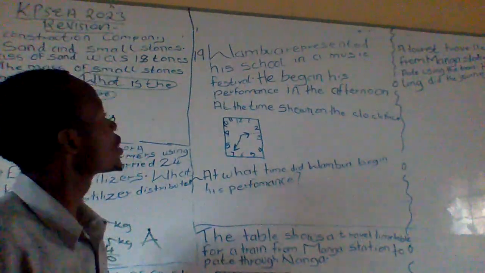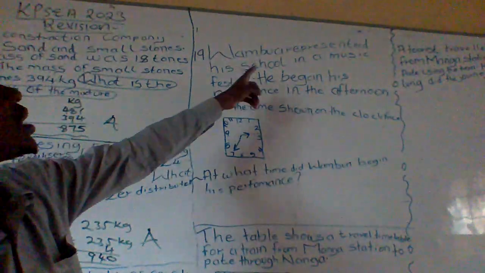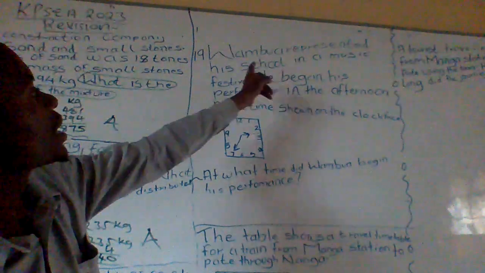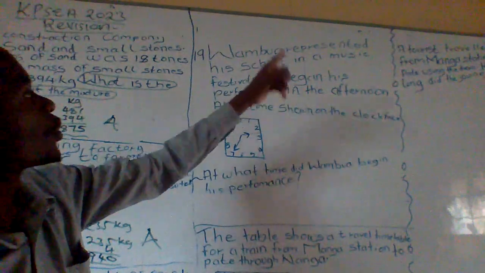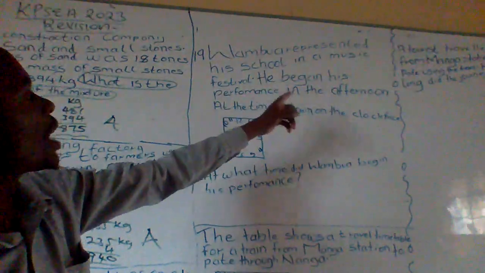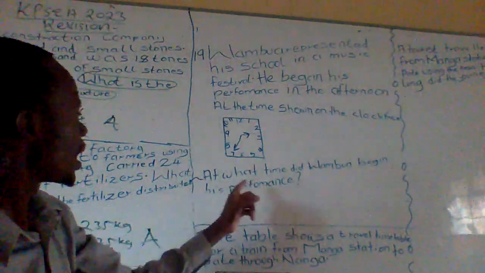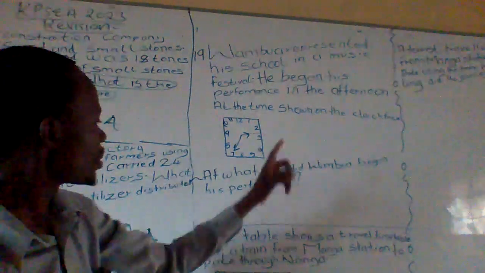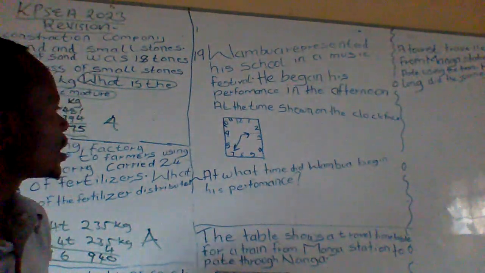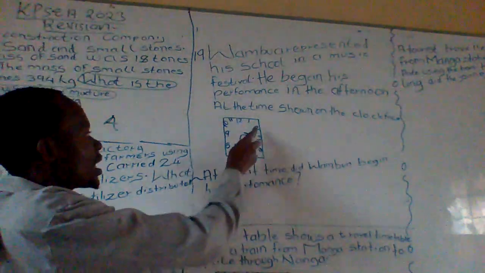Question 19 says, Wambua represented his school in a music festival. He began his performance in the afternoon at the time shown on the clock face. At what time did Wambua begin his performance? So this is the time that it is.